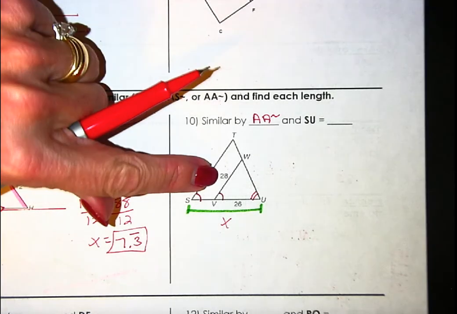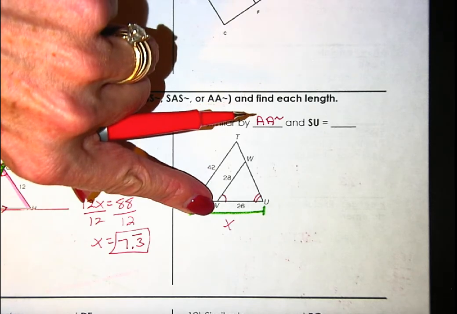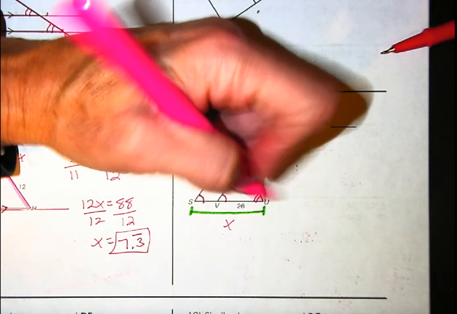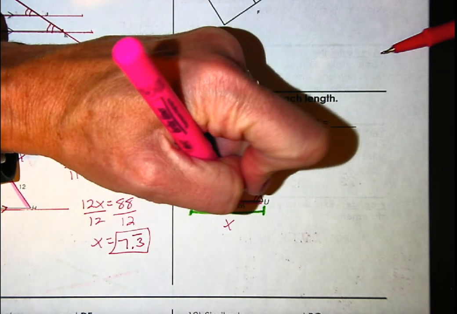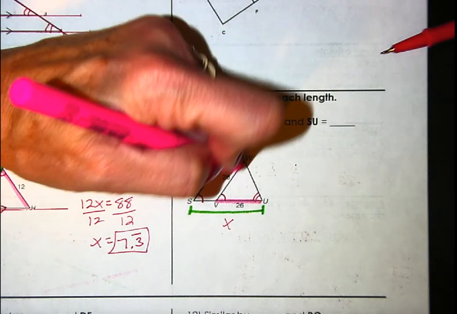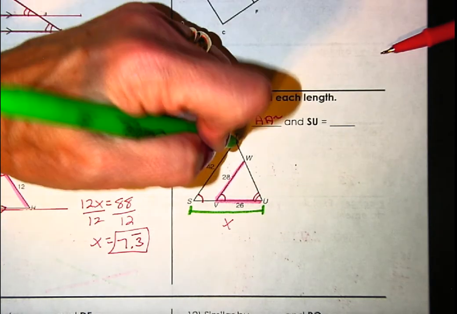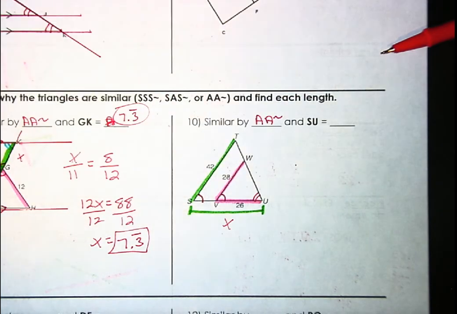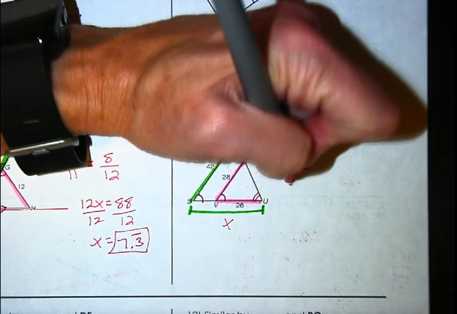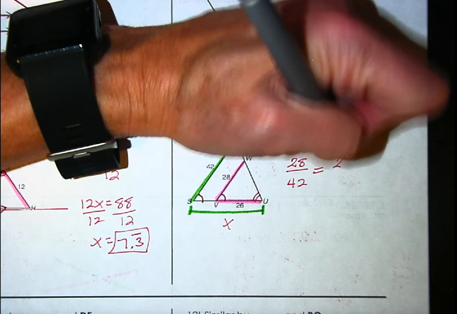All right, so we know that this is 28 and that's 42, and this is 26 and this is what we're looking for. So I'm going to say that this pink goes to that green, and this pink goes to that green. Let me make it green. Okay, so I'm going to put pink over green equals pink over green. So 28 over 42 equals pink, which is 26 over X.